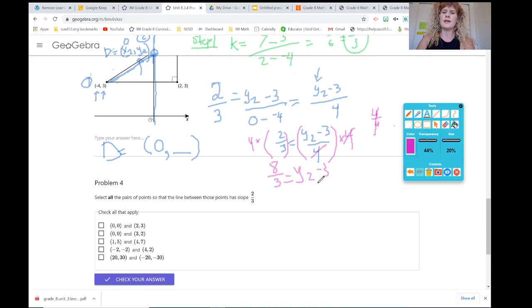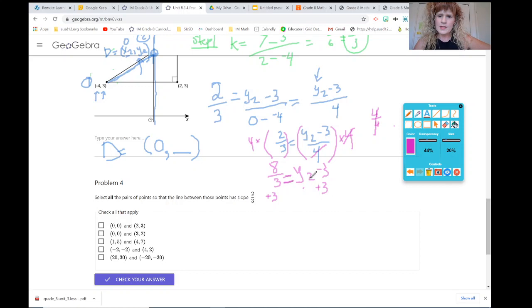Okay, now what am I going to do about this 3? I want to isolate y2 and see what it equals. Well, let's add 3 to this side of the equation and add 3 to this side of the equation. Remember, whatever you do to this side, you have to do to the other side, because here's this equal sign and you must keep it balanced.